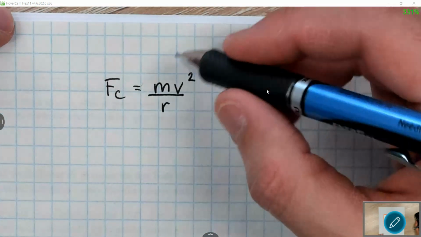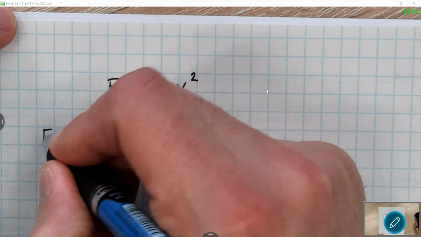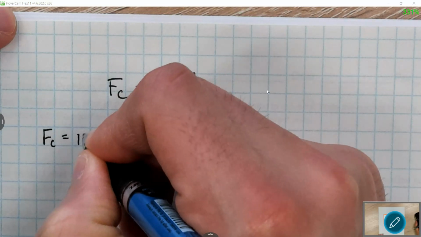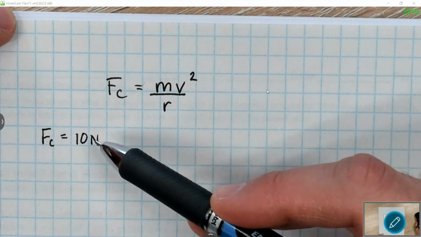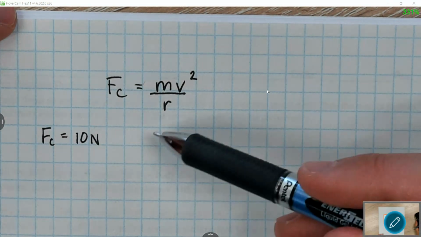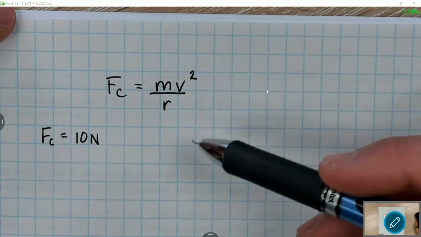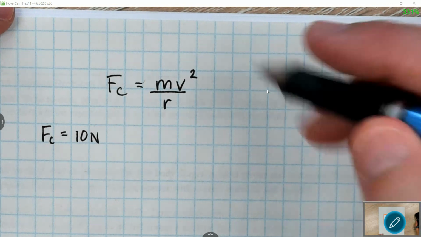Now they're going to tell you something like, hey, the centripetal force is 10 newtons. If I double the mass, what happens to the force? If I double the velocity or speed, what happens to the force? If I double the radius, what happens to the force? If I triple something, if I cut it in half, what happens?